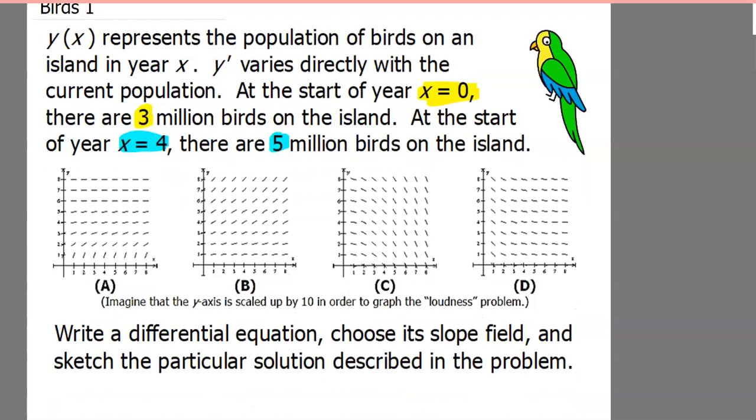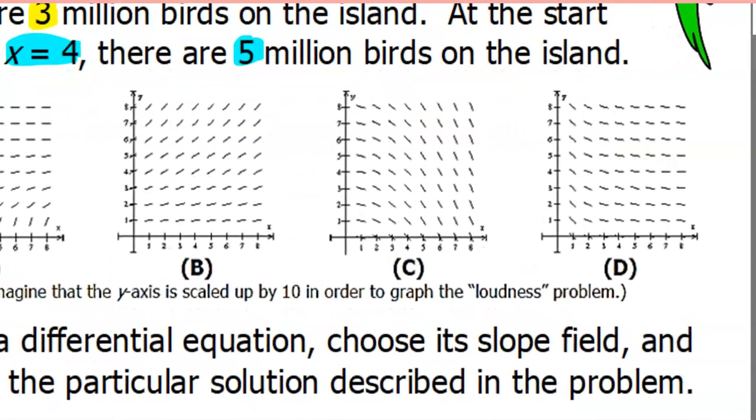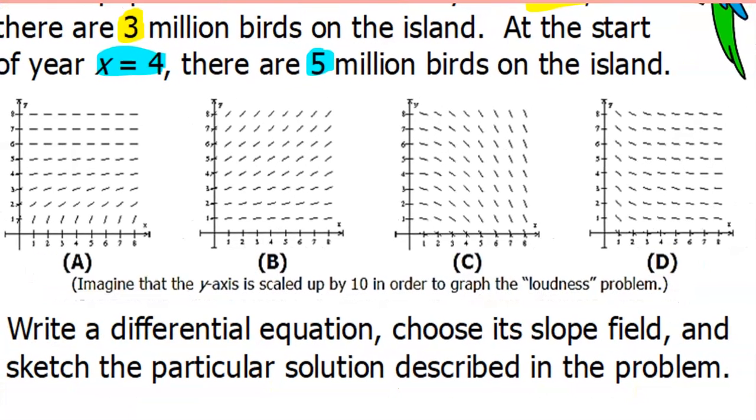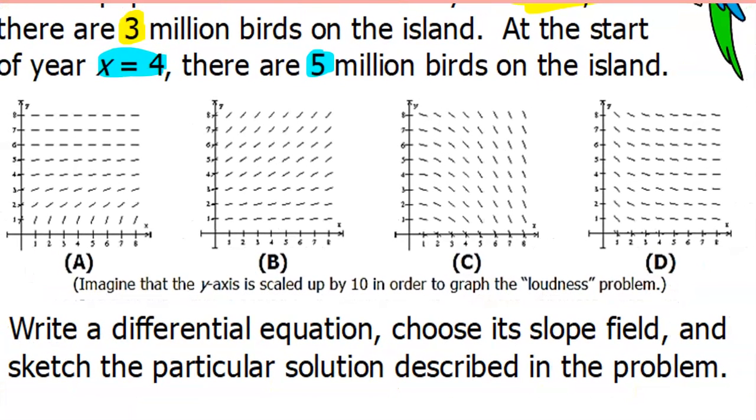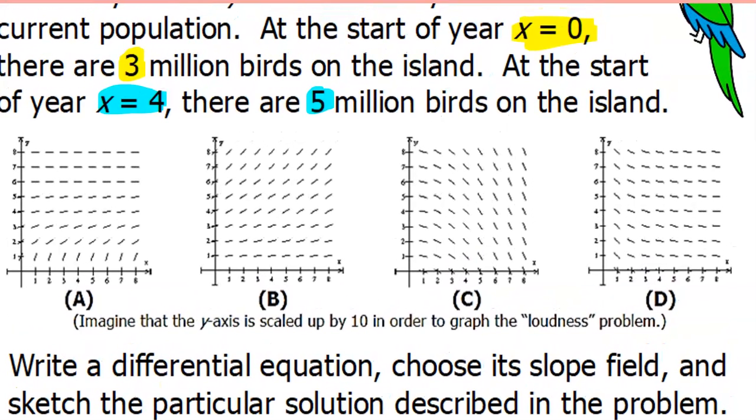So one option, just for these 4 possibilities, one way of choosing the right one is just to see which one makes it easy to connect those points. So 0, 3, and then 4, 5. I'm going to put those points on each of these, or try to.